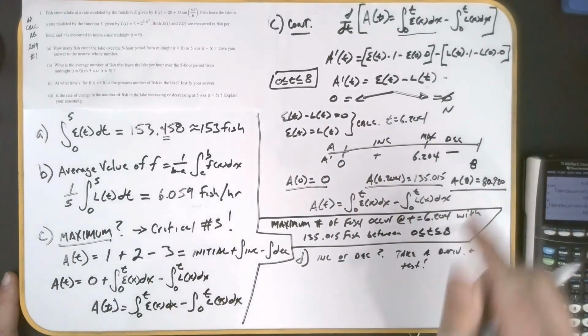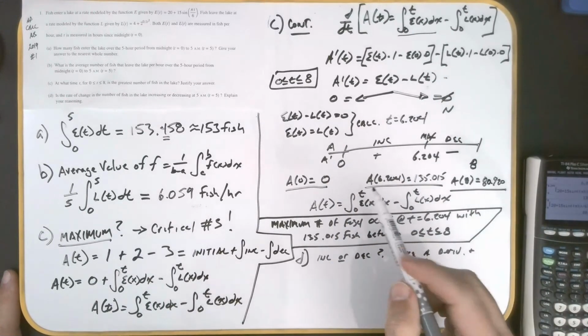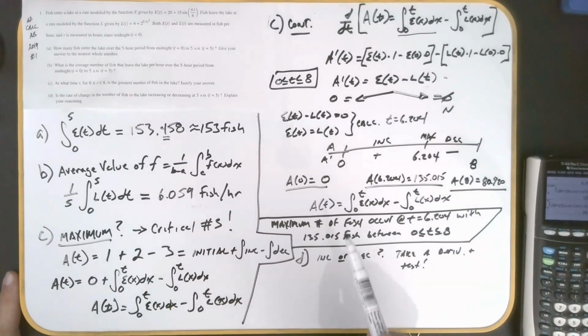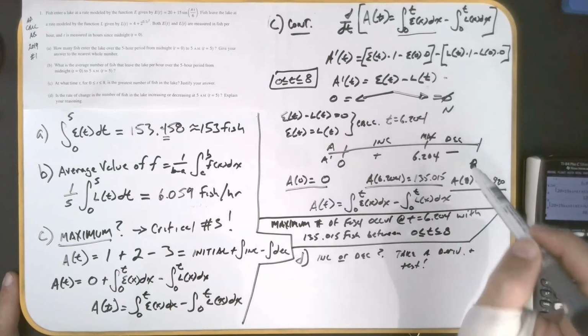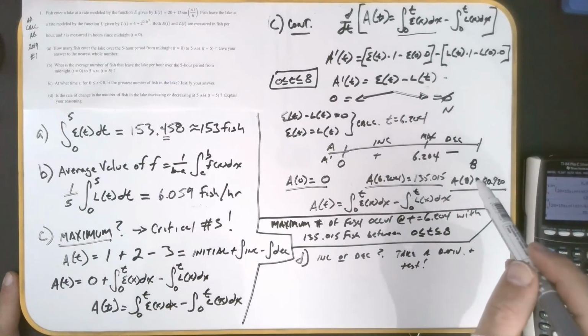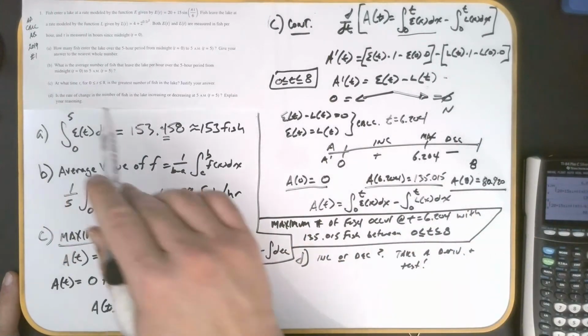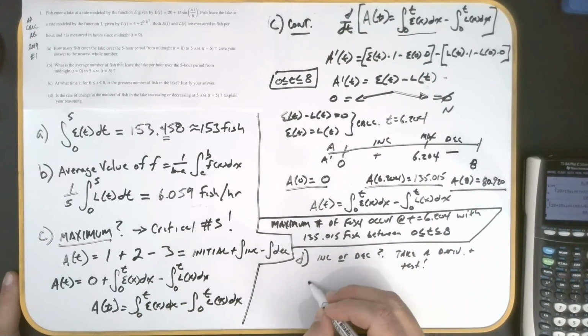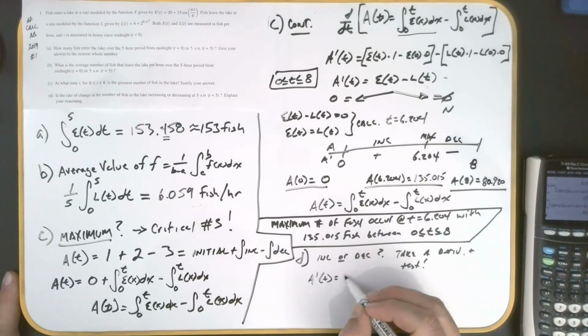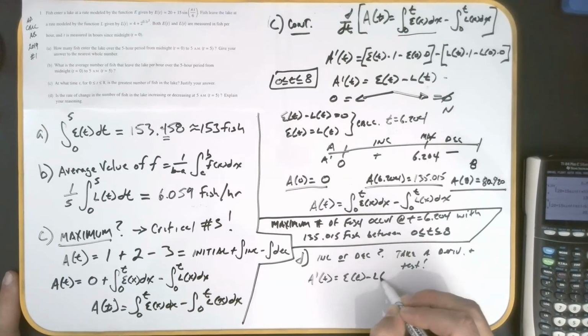When you're looking right here, the thing that's increasing or decreasing is the number of fish in the lake. The number of fish in the lake is increasing and then maximizing, and then the number of fish is decreasing. But that's not the rate of change in the number of fish. So actually, what was kind of sneaky about this one is you've got A prime of t is equal to E of t minus L of t. That's the rate of change of the number of fish.